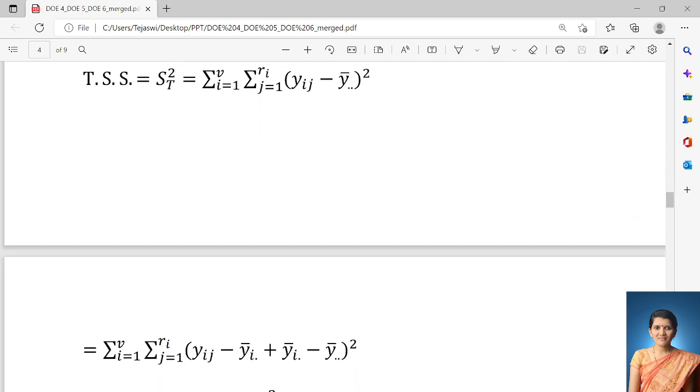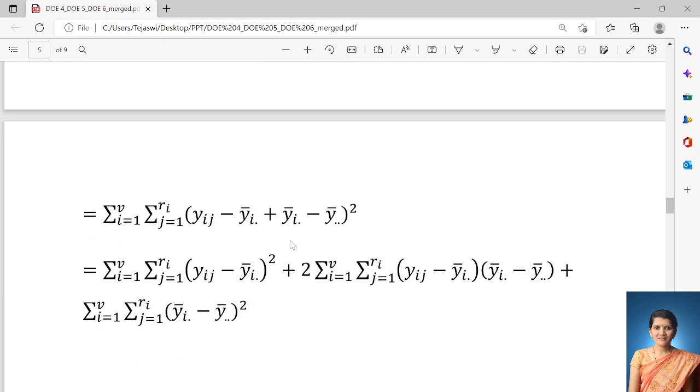In this splitting, we add and subtract the term yi dot bar. First it is minus and then it is plus, so it cancels out and the expression remains as it is. After that, we split into two parts separately: we consider this part as a and this part as b. The formula for (a plus b) whole square is a square plus 2ab plus b square, and the summation is entered here. So double summation of a square, plus 2 double summation of ab, plus double summation of b square.